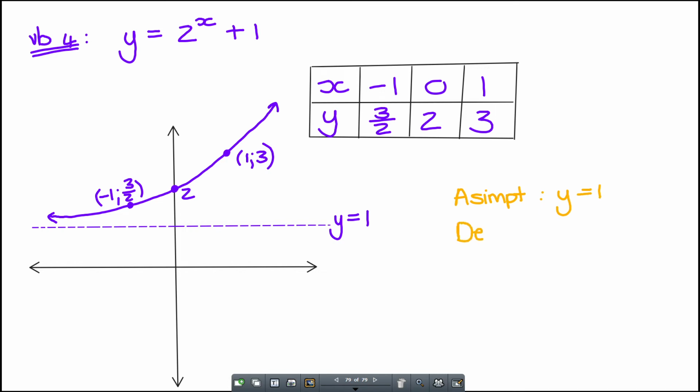Okay. Domain. Definisie versameling. Nothing changes there. It stays. X is an element of real numbers. Okay. But range. My waarde versameling. Ja. Sê? Y is groter as 1. Yes. Y is greater than what? Okay. Dis eintlik maklik, nee. Nou dat jy dit so geplot en gedoen het, is dit eintlik nie so erg nie. You guys good? Okay, ja.